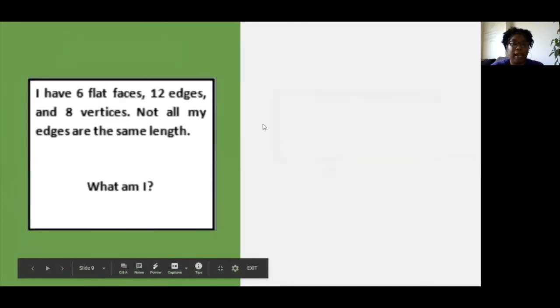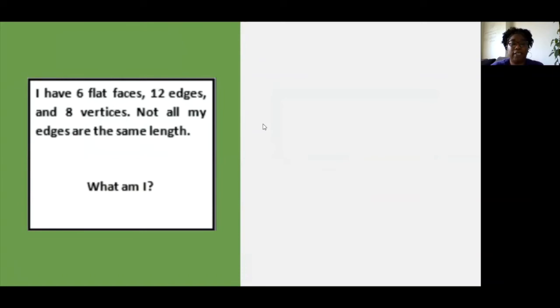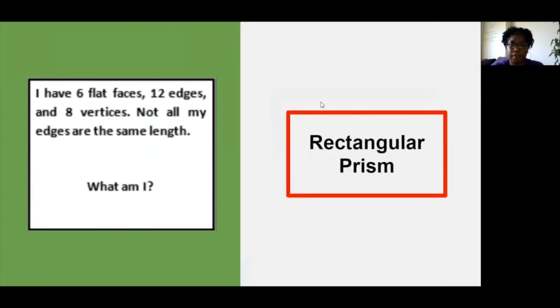Number 3, I have 6 flat faces, 12 edges, and 8 vertices. Not all of my edges are the same length. What am I? Press pause if you need some time, and when you're ready, press play for the answer. Rectangular prism. How are you doing so far? Make sure you put a check if you are correct.